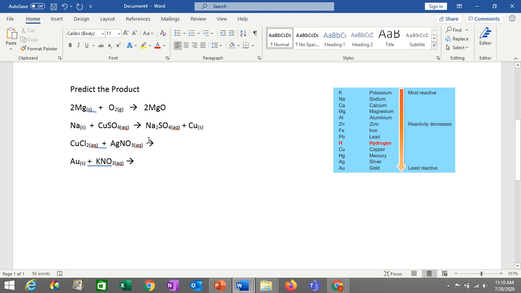Okay, we gotta balance this. So we need 2 sodiums. So we're gonna have 2 sodiums over there. 2 sodiums, 1 copper, 1 copper, 1 sulfur, 1 sulfur, 4 oxygen, 4 oxygen. Great, we're good. So that's this reaction.